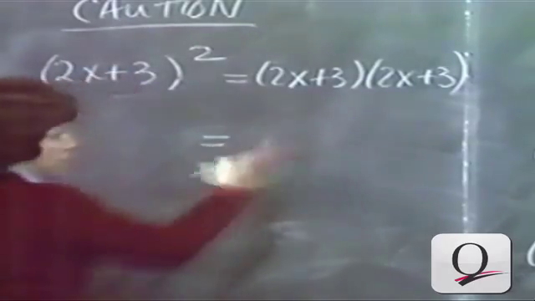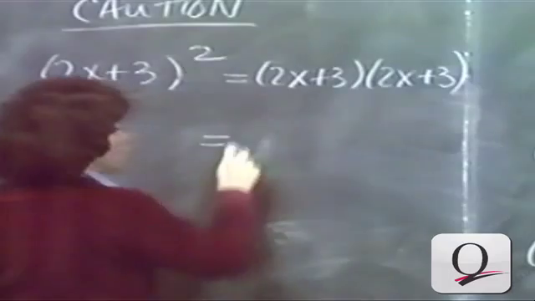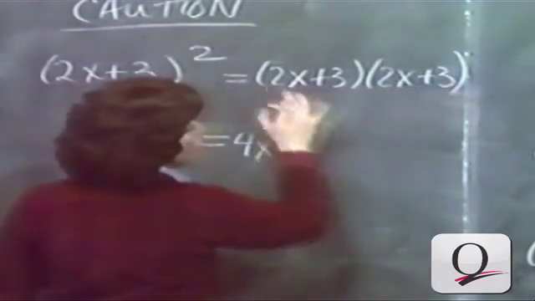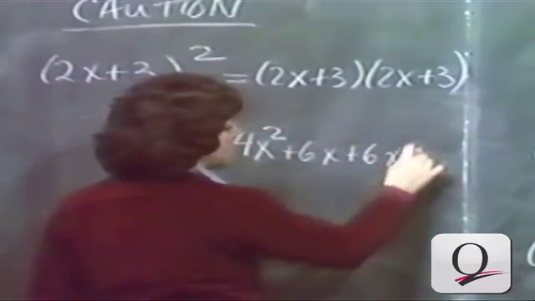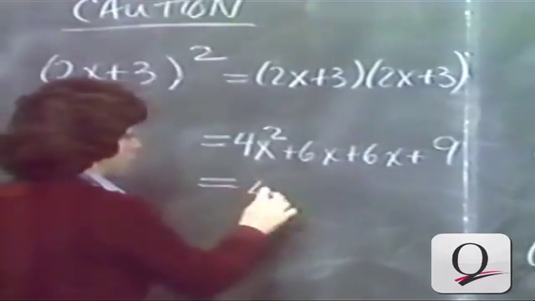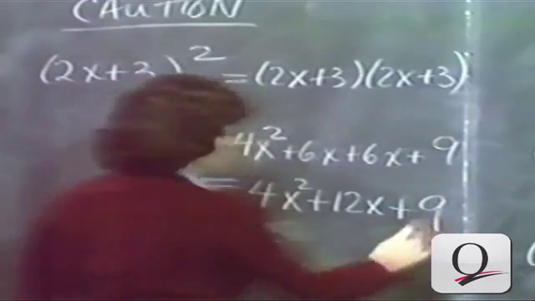You can write this as first, outer, inner, last. 2x times 2x gives you 4x squared. The outer terms give you plus 6x. The inner terms plus 6x. The last terms plus 9, for 4x squared plus 12x plus 9.